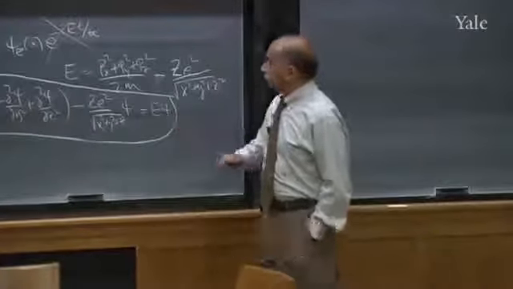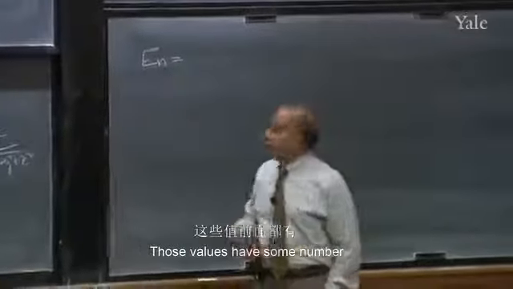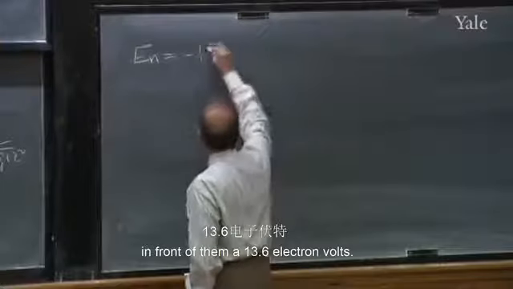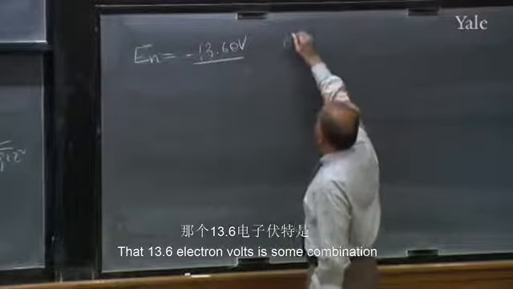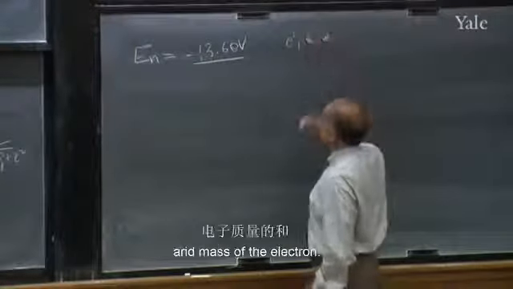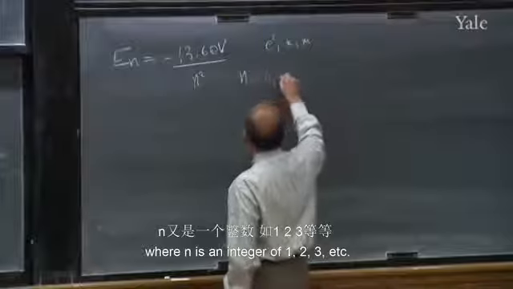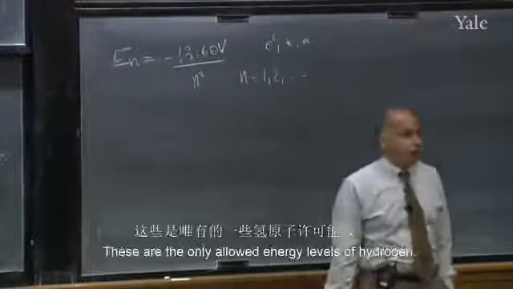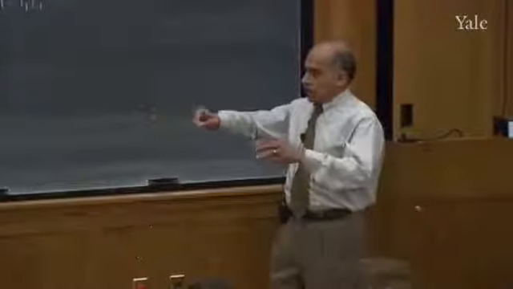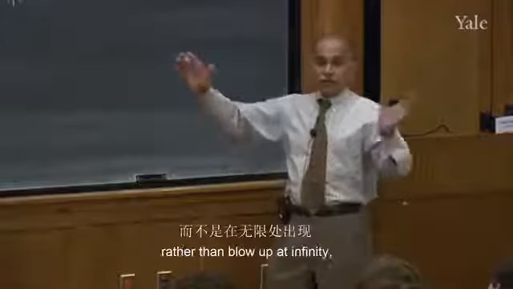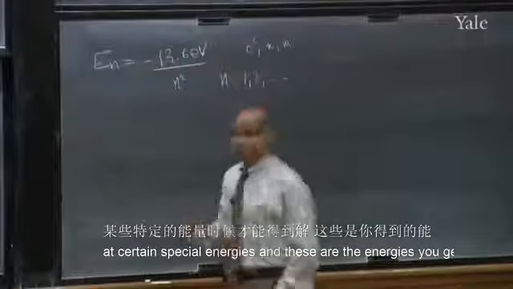If you solve this thing, what you find is that the energy can take only certain values. Those values have some number in front of them, 13.6 electron volts. That 13.6 electron volts is some combination of the electric charge, of Planck's constant, mass of the electron. Forget all that. Some number divided by n squared, where n is an integer, 1, 2, 3, etc. That's it. These are the only allowed energy levels of hydrogen. If you solve this equation in 3 dimensions, and you demand the functions vanish at infinity rather than blow up at infinity, you will find you can get solutions only at certain special energies. And these are the energies you get.